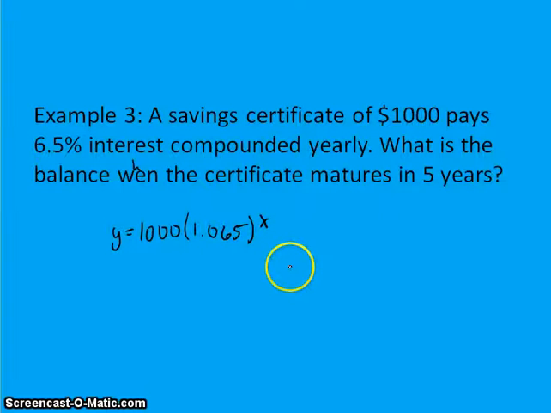What's the balance when the certificate matures in 5 years? So what we're going to do is take x and not use x anymore, but we're going to plug in 5, and then we're going to calculate that. So 1.065, we're going to raise that to the 5th power, and then times 1,000. So the answer we get is $1,370.09.